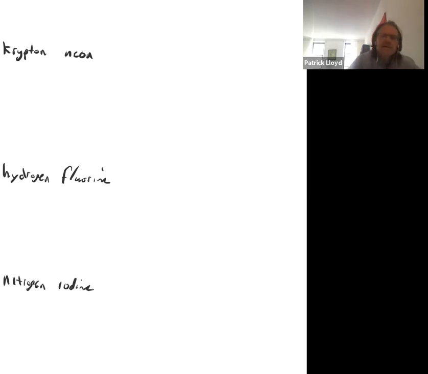Okay, so let's go through this one here. Krypton, well, guess what? Krypton is in group 8A, so it is a non-metal. And neon is also in group 8A, so it's also a non-metal. So okay, well, that must be a molecular substance. But keep in mind, these are noble gases.